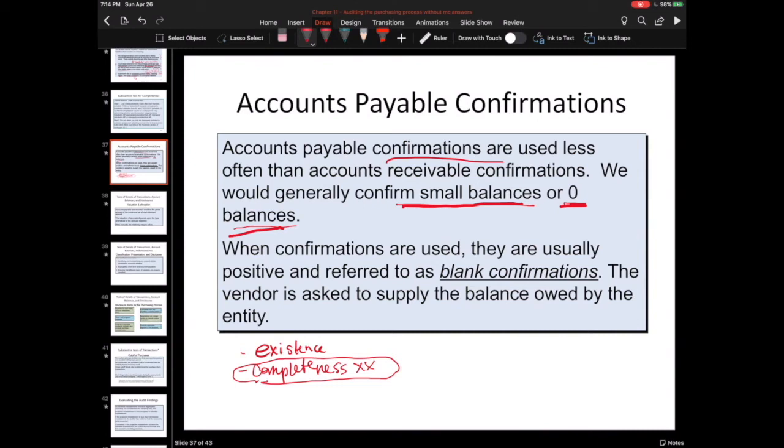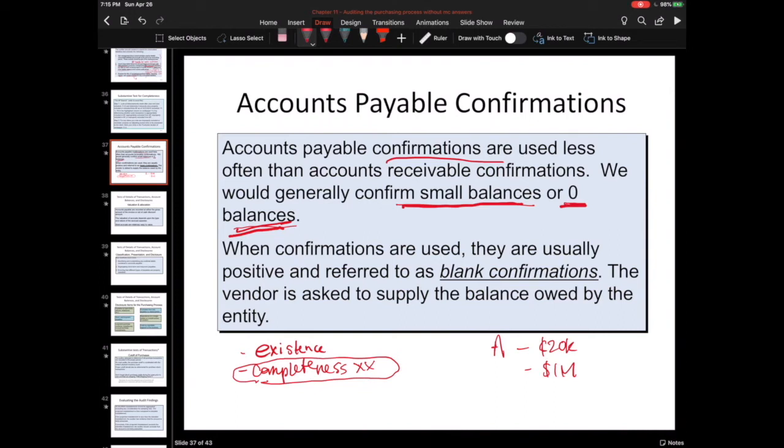I am testing to make sure that your zero balance in AP for vendor A shouldn't actually be a $20K balance or a $1 million balance. You get the idea, right? I'm making sure it should truly be zero. So again, my concern with AP is understatement, and this is going along with that. So I'm testing for my completeness.